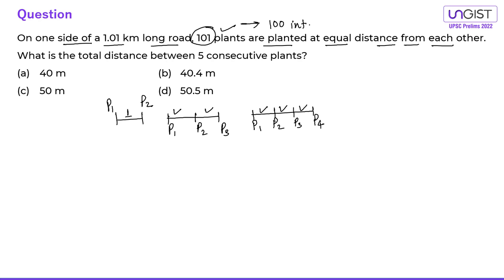All right, everyone, in total we have 100 intervals. The question is saying a 1.01 kilometer long road. If we convert this into meters, we have to multiply by 1000, so this is 1010 meters. 1010 meters is equally distributed among 100 intervals. So 1010 divided by 100 is 10.1.